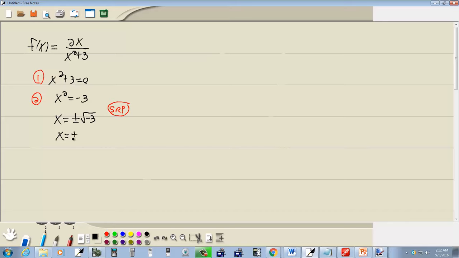Now remember, when you end up with a negative inside of a square root, that gives you an i. So we can bring out the imaginary part. And we got x is equal to plus or minus i square root of 3.